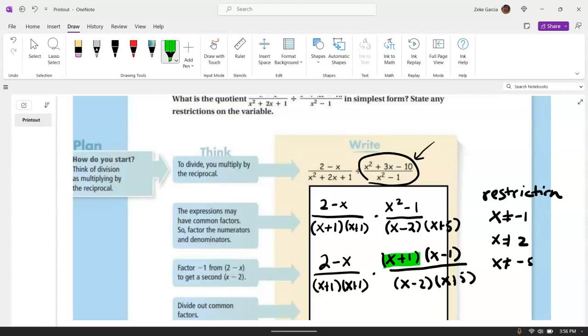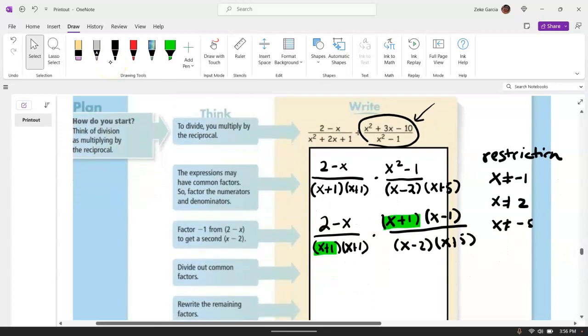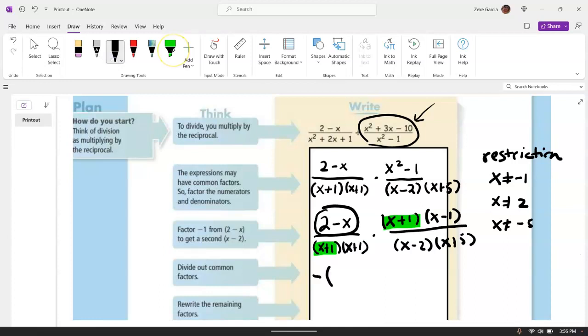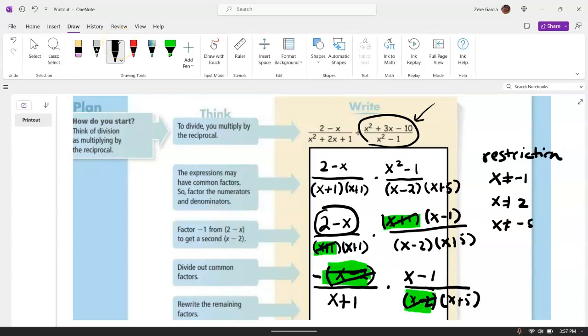So x plus 1 and x plus 1 becomes 1. Now, I want you to notice something. If I factor a -1 from this expression, that negative x becomes positive, and that positive 2 becomes negative. And you notice this becomes 1, right? So what does this factor to? x minus 1 over x plus 1 times x plus 5.